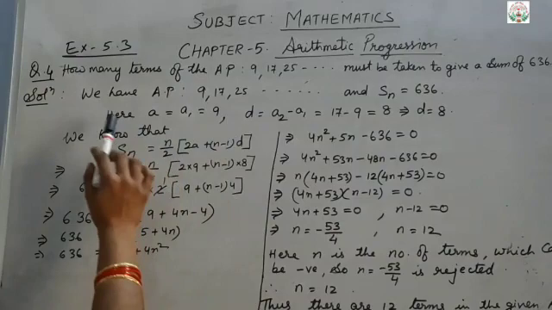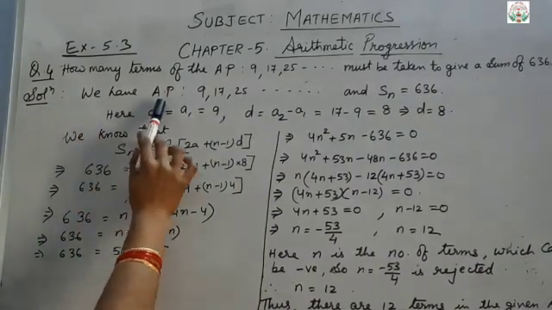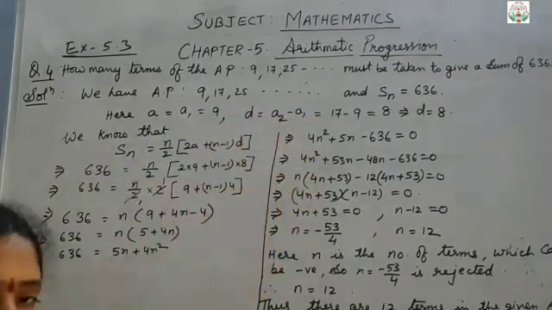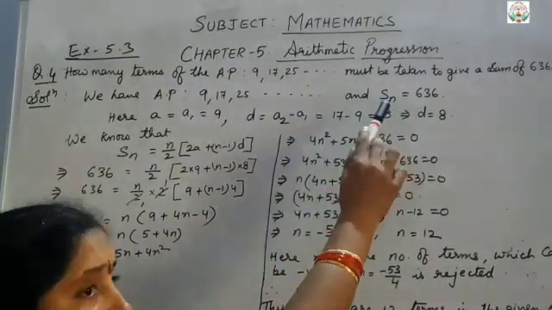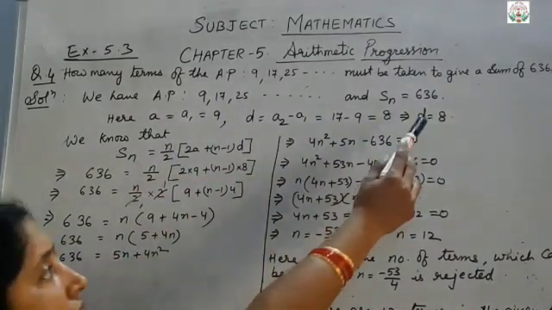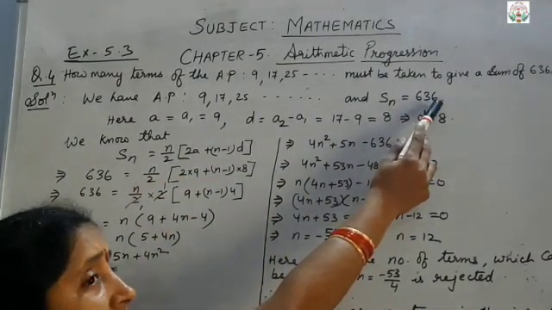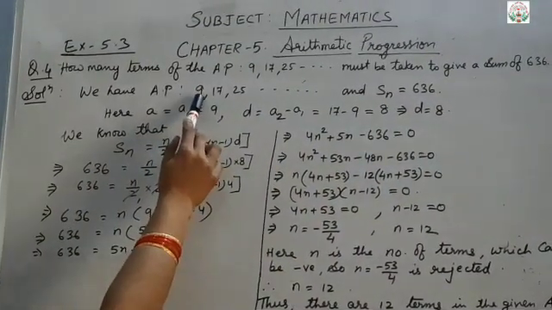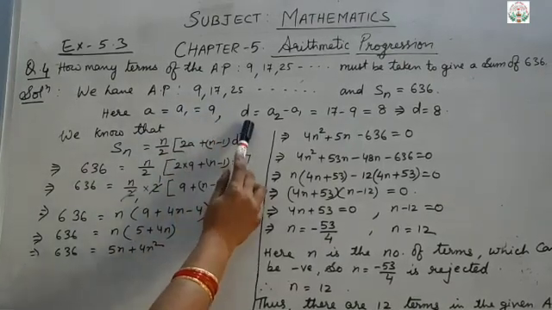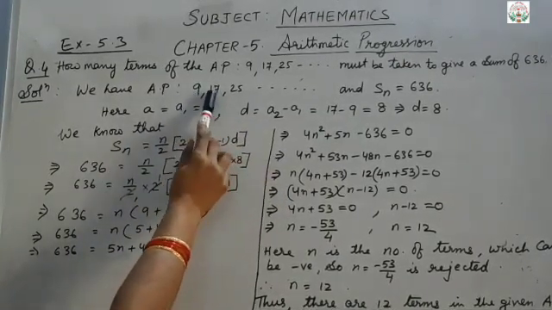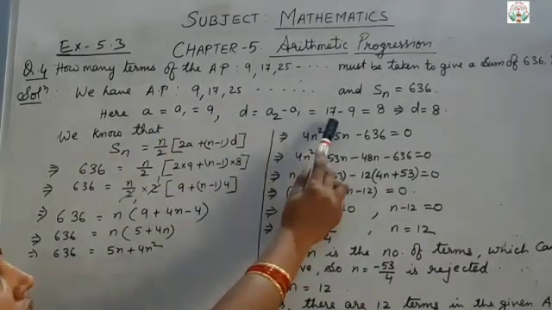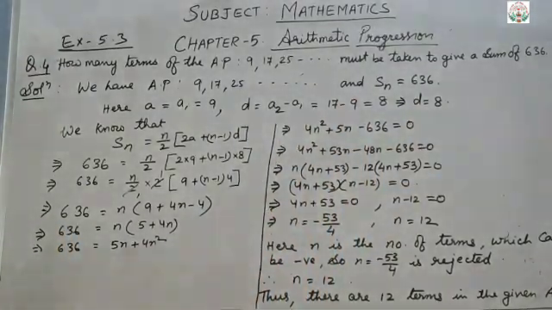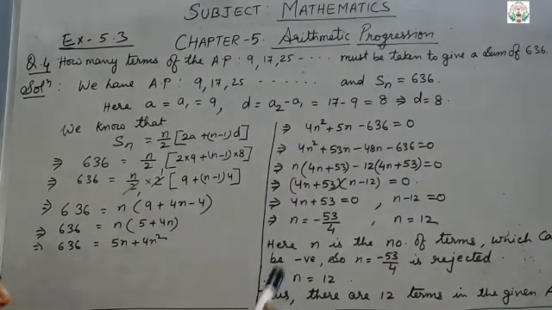Okay, so now for that we will write the solution. We have the AP 9, 17, 25, and Sn, the sum of the n terms, is given as 636. So here a equals a1, the first term, which you can see in the AP is 9. And d will be a2 minus a1, that means second term minus first term, so that is 17 minus 9 equals 8. So d, the common difference, equals 8.